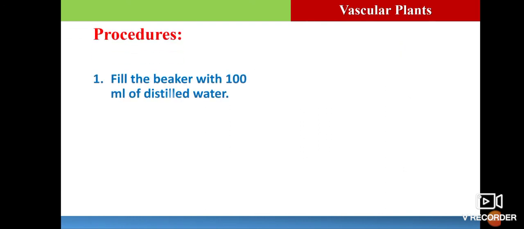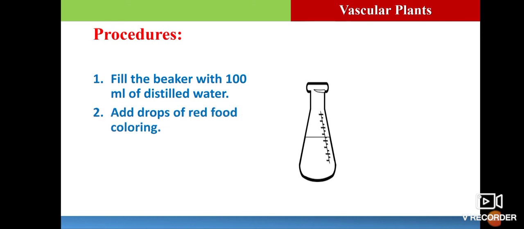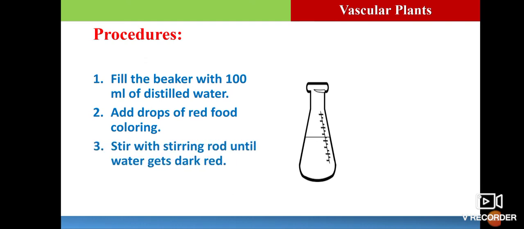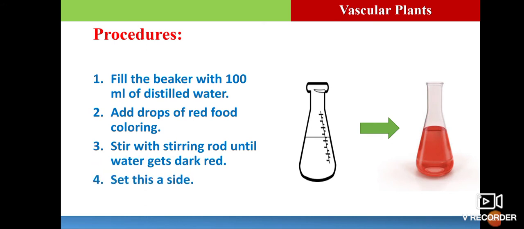Procedures. The first step is we should fill the beaker with 100 milliliters of distilled water. So this is the beaker filled with 100 milliliters of distilled water. Second, we should add some drops of red food coloring into this water. Then we should stir with the stirring rod until the water gets dark red. This is the picture of the dark red water. So we prepare this solution. We should put it aside in order to continue the experiment.